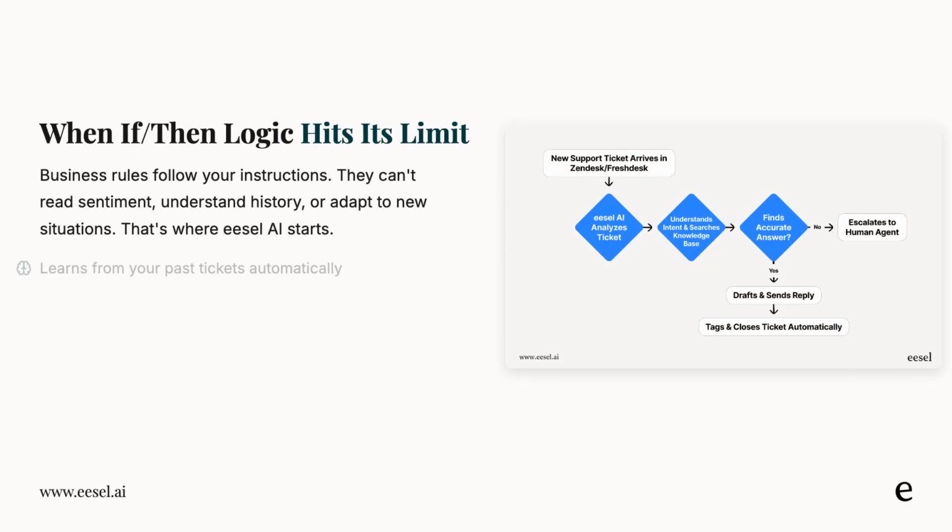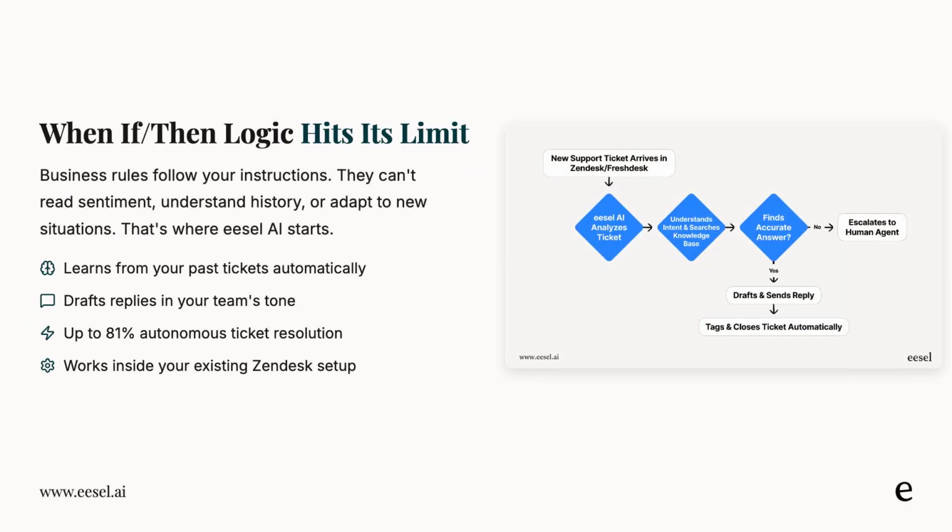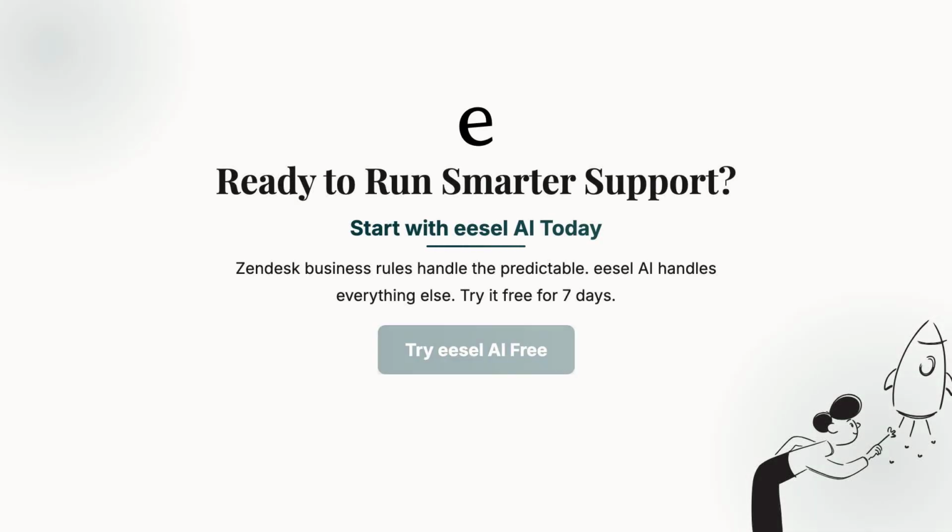Business rules follow your instructions exactly, but they can't read sentiment, understand customer history, or adapt to new situations. When tickets require nuanced judgment, that's where eesel AI picks up where rules leave off, resolving up to 81% of conversations autonomously. Zendesk business rules handle the predictable. eesel AI handles everything else.